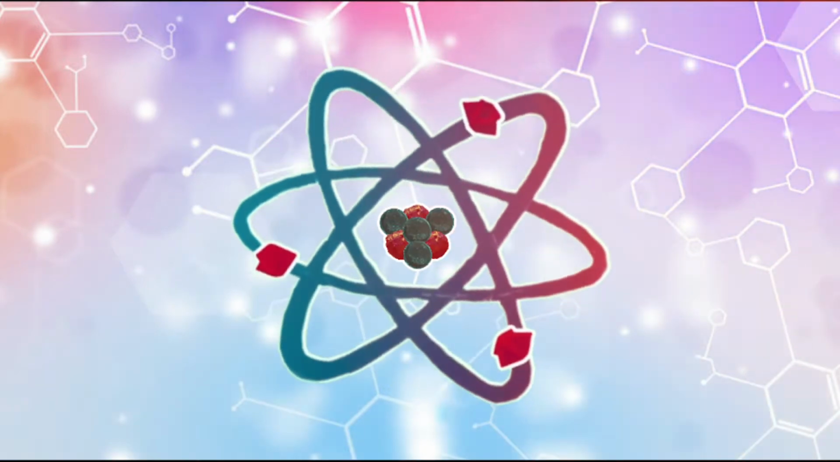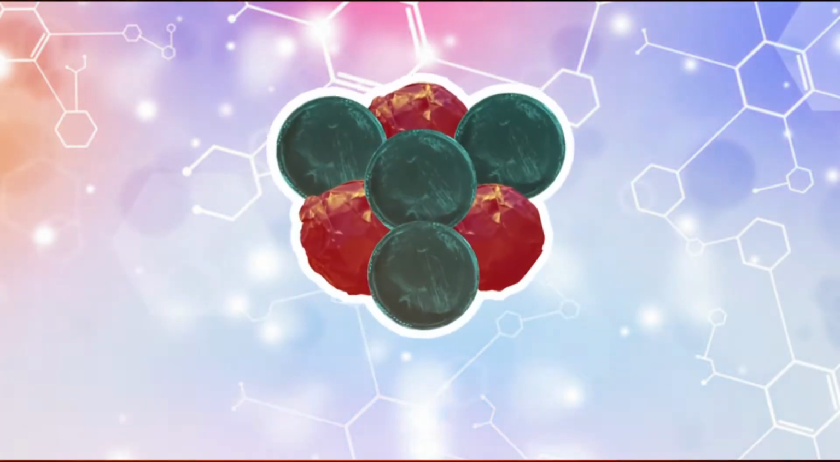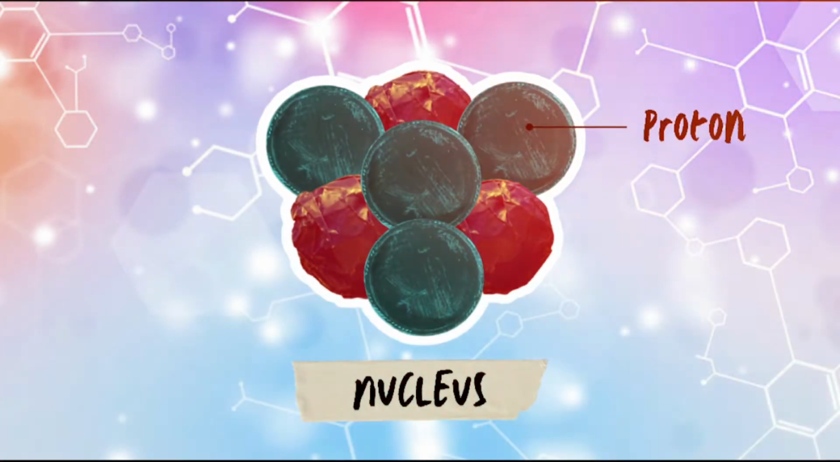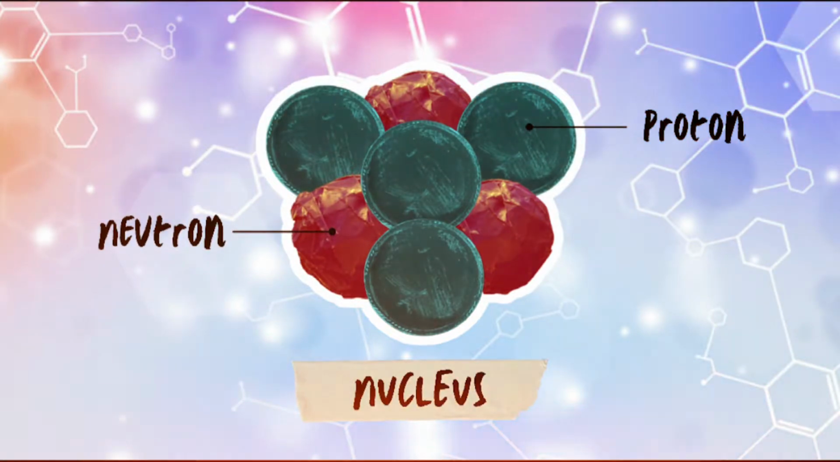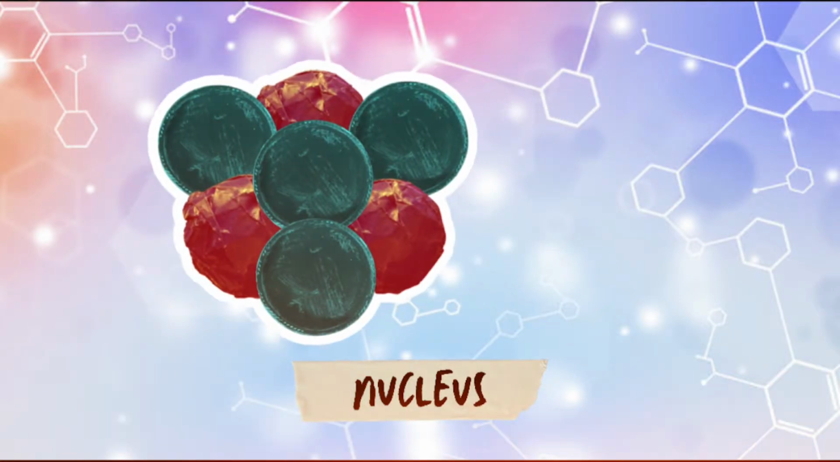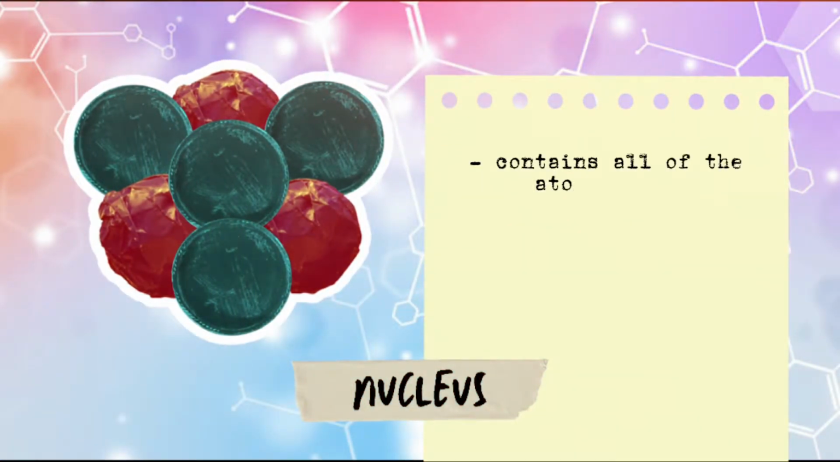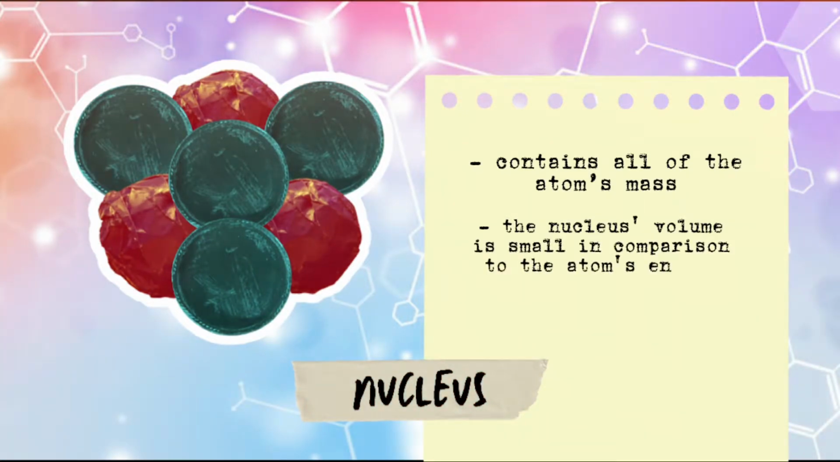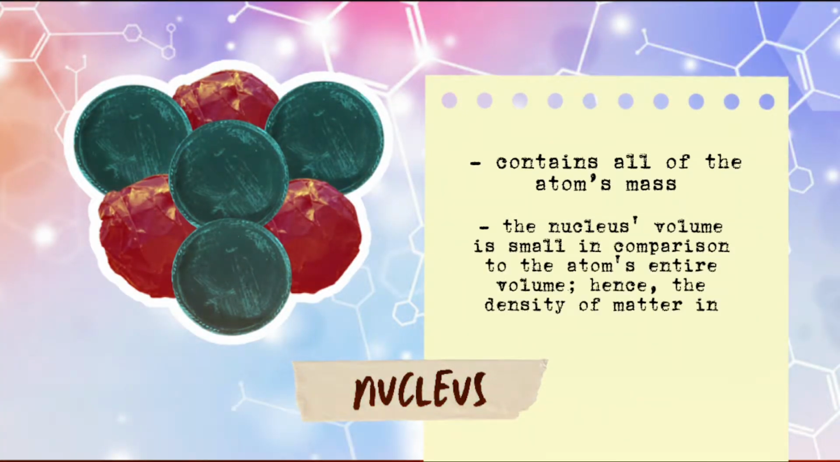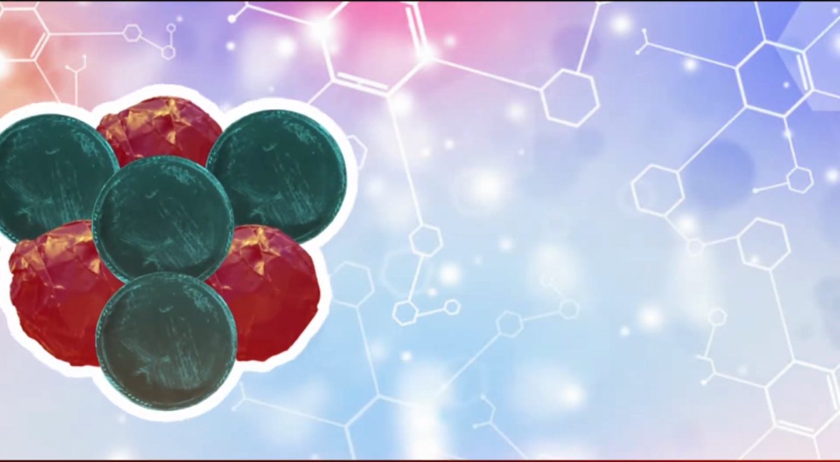For the first part, the nucleus is the most central part of the atom. Protons and neutrons are the two types of subatomic particles that make up the nucleus. The nucleus contains nearly all of the atom's mass. The nucleus volume is small in comparison to the atom's entire volume. Hence, the density of matter in the nucleus is extensive.